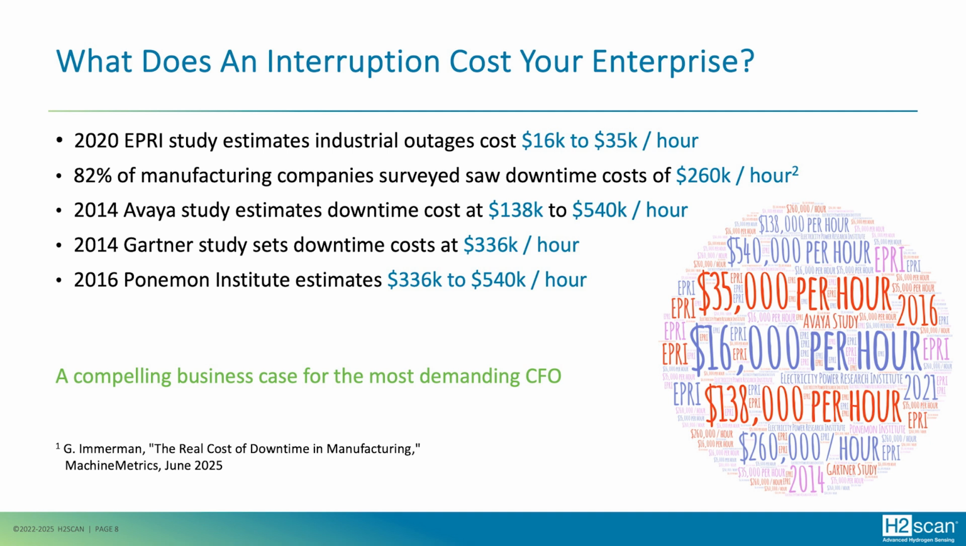EPRI, the Electric Power Research Institute, did a study, and I really do trust the work they do. They estimate that a power outage will cost $16,000 to $35,000 an hour, and that's an average. And that doesn't take into account a lot of consequential losses. If you're a semiconductor manufacturer, this clearly doesn't even cover the cost of a single wafer.